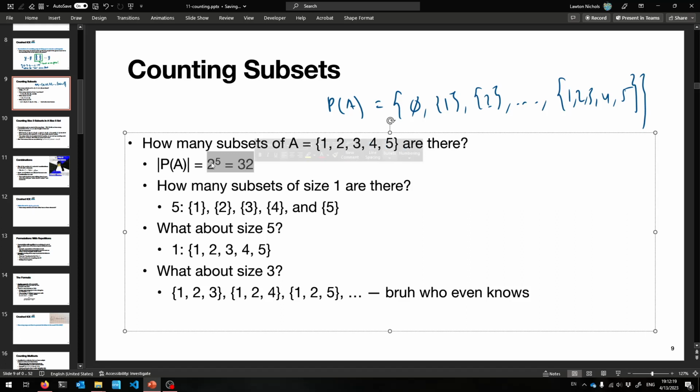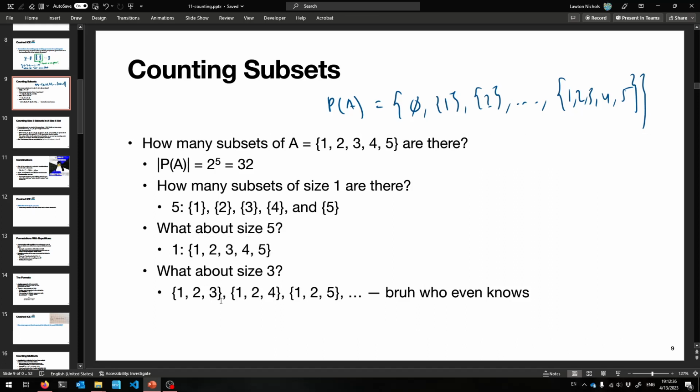So there's 32 here. And the way you can think about that is, how many subsets of size 1 are there? You've got 1, 2, 3, 4, 5. Just 5 of them. And then how many subsets of size 5 are there? Well, it's just the whole set at that point. There's only one option. See that? And then how about of size 3? How many subsets of size 3 are there?